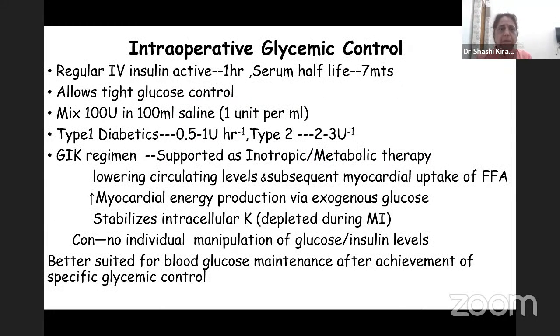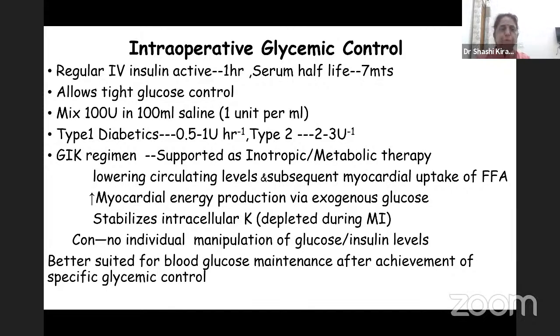Just to mention that regular IV insulin is active for 1 hour and serum half-life is 7 minutes. The advantage is that it allows tight glucose control. How to make it? 100 units can be mixed in 100 ml saline, so that will make 1 unit per ml. In type 1 diabetics, the rate of infusion is 0.5 to 1 unit per hour. In type 2, 2 to 3 units per hour, slightly higher.